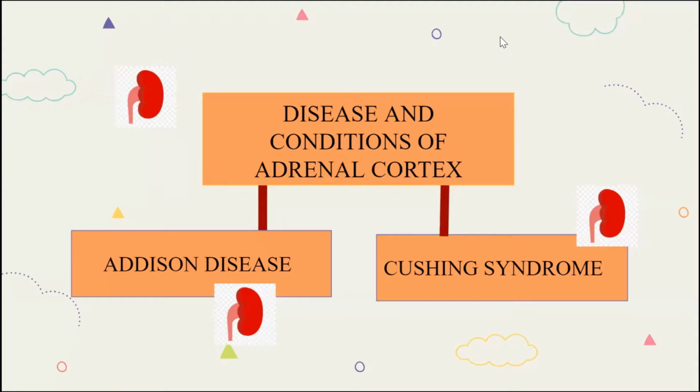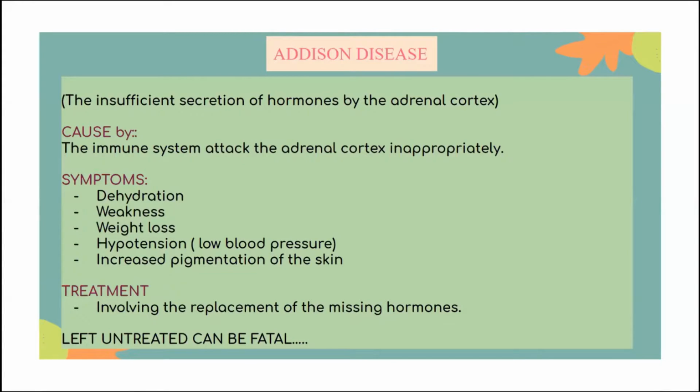So thank you, Akida. I will explain about the diseases and conditions of the adrenal cortex. We have Addison disease, and the next one is Cushing syndrome. Addison disease is insufficient secretion of hormones by the adrenal cortex. It's caused by the immune system attacking the adrenal cortex. There are a few symptoms, which are dehydration, weakness, weight loss, hypotension, which is low blood pressure, and increased pigmentation of the skin. The treatment of Addison disease involves the replacement of the missing hormones. If left untreated, it can be fatal.